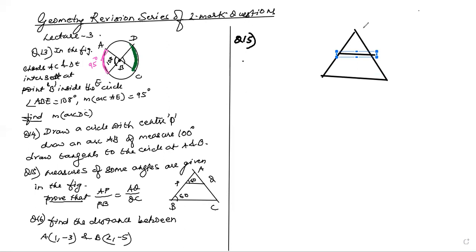You can see here, children, what is given? This is your A, this is your P, this is your Q, this is your B, this is your C. This angle is given as 60 degrees, this angle is given as 60 degrees, and nothing else. They want me to prove AP upon PB equal AQ upon QC. How can I prove it?